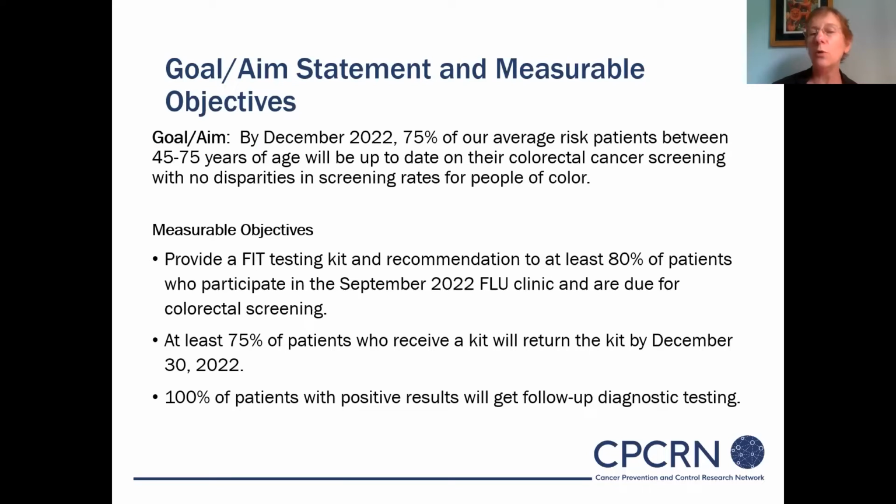You first have your goal or aim statement and measurable objectives. We talked about creating these during our first training, but they're really important also for thinking about implementation and also for thinking about evaluation, which Mary is going to be talking about. So here we have our SMART goal, which is by December 2022, 75% of our average risk patients will be up to date on their colorectal cancer screening with no disparities. And then we have measurable objectives: provide a FIT testing kit and recommendation to at least 80% of patients, etc.